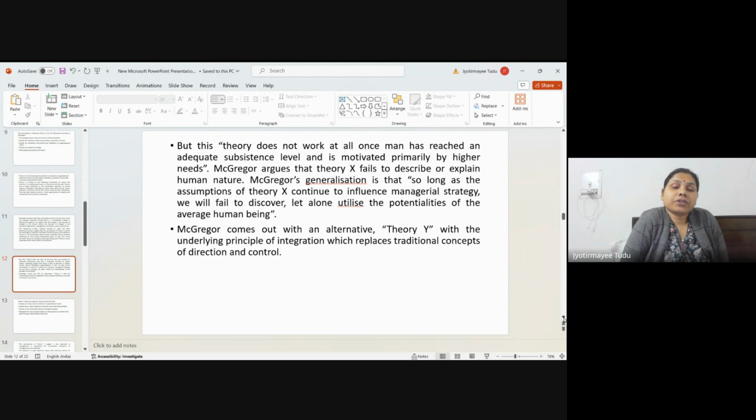So McGregor argues that theory X fails to describe or explain human nature. Of course, theory X presents a partial understanding of human nature, or not just partial, you could say a one-sided understanding of human nature. His generalization is that so long as the assumptions of theory X continue to influence managerial strategy, we will fail to discover, let alone utilize, the potentialities of the average human being. So McGregor comes out with an alternative, theory Y, with the underlying principle of integration, which replaces the traditional concepts of direction and control.